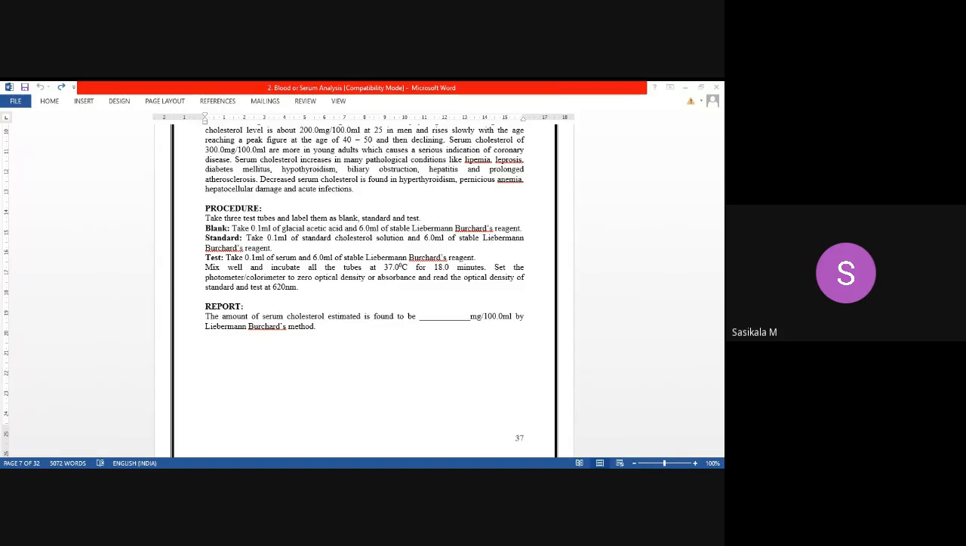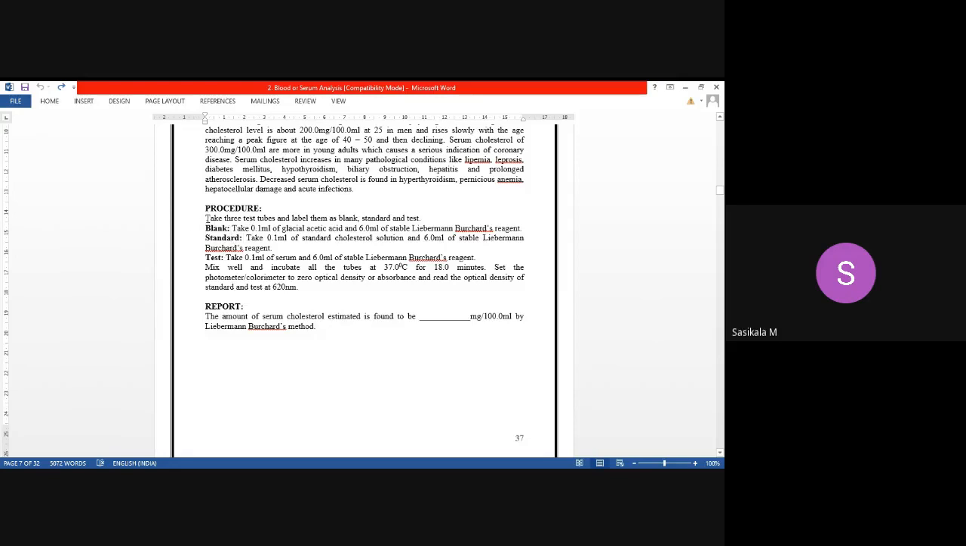How the Liebermann Burchard's reagent reacts with the fat cholesterol. Now I'll describe the procedure. You need 3 test tubes in order to prepare blank, standard and test. You can observe the side headings: blank, standard and test. So we require 3 test tubes.